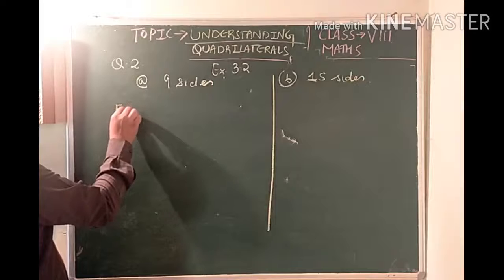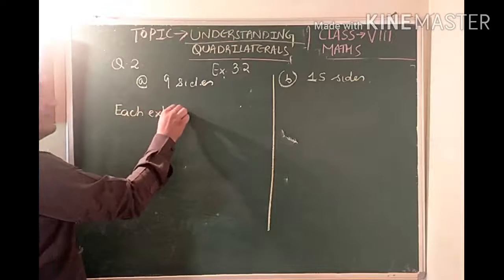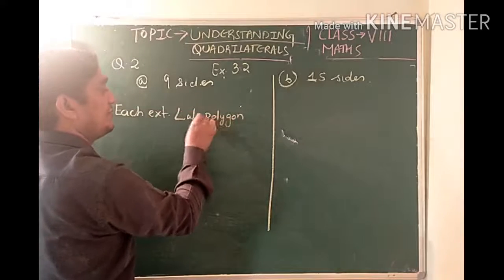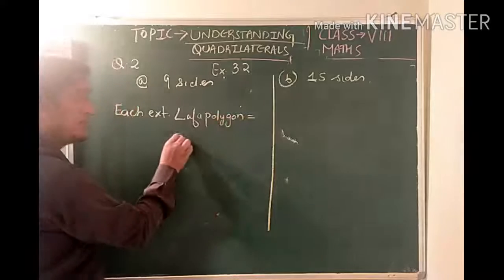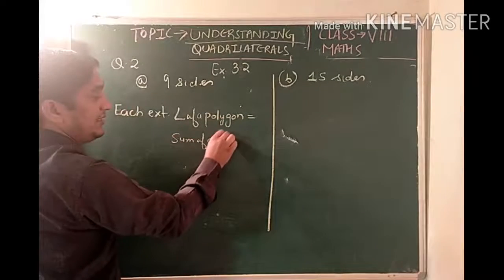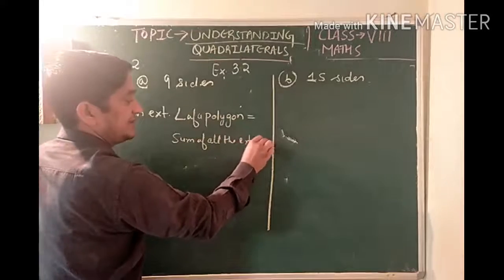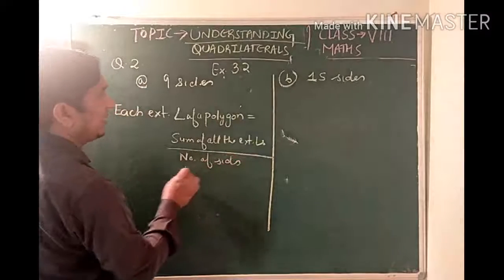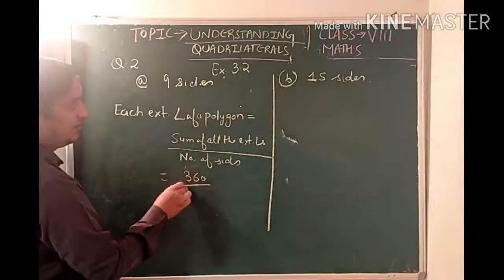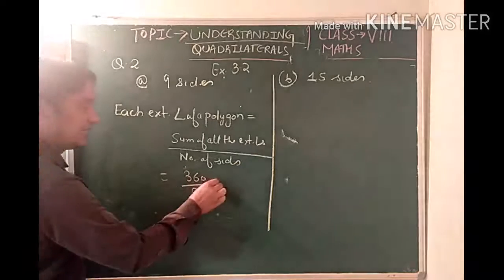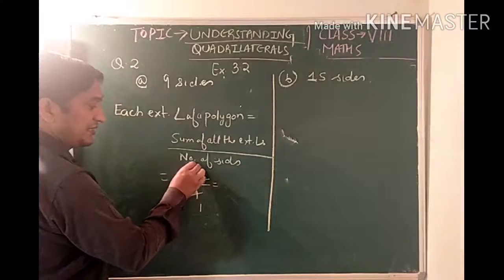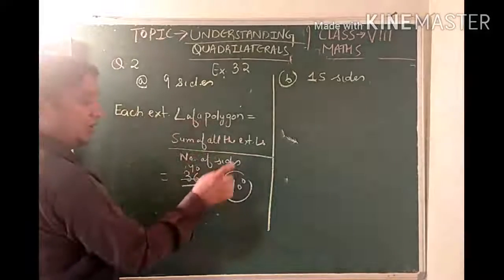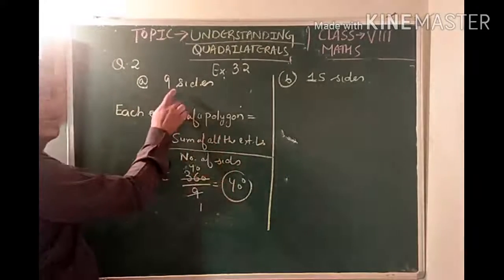Children, we know that each exterior angle of a polygon is equal to the sum of all the exterior angles upon the number of sides. So it becomes 360 degree upon 9. 9 ones are 9, 9 fours are 36 and 0, 40. So each exterior angle of a polygon having 9 sides is 40 degree.